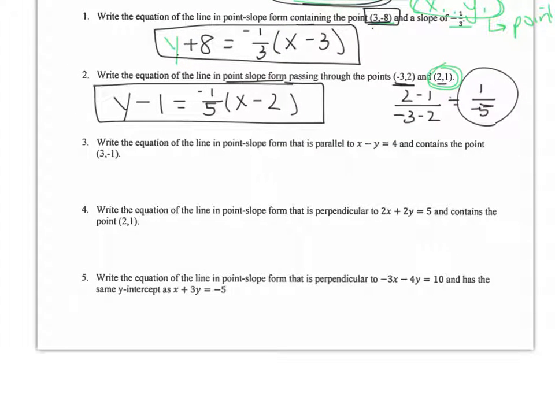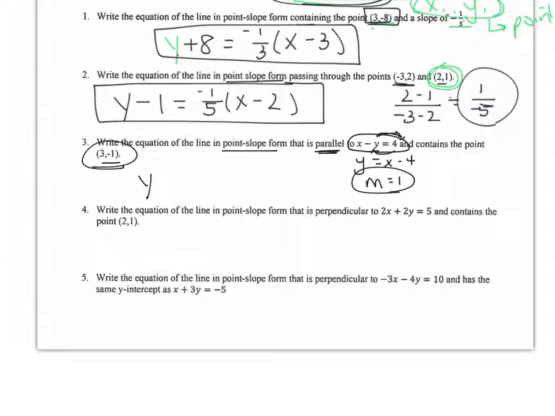Let's look at this next one. Write the equation of a line in point-slope form that's parallel to this, but contains that point. So in order for lines to be parallel, what has to be true about your lines? Well, your lines have to have the same slope. So I've got to first find the slope on this. So y equals, I'm going to add y to the other side and subtract 4, so y equals x minus 4. So what's m? That's 1. So since it's parallel, I know m of my new graph has to be the same. So that's my slope, that's my point, plug it in.